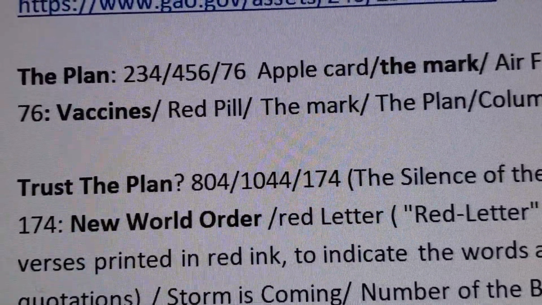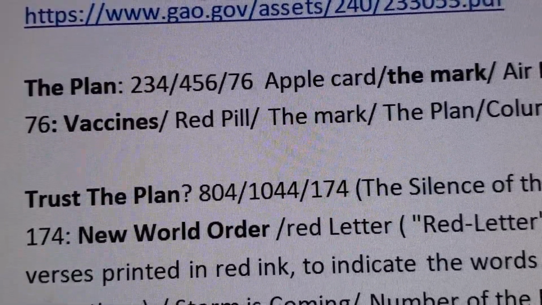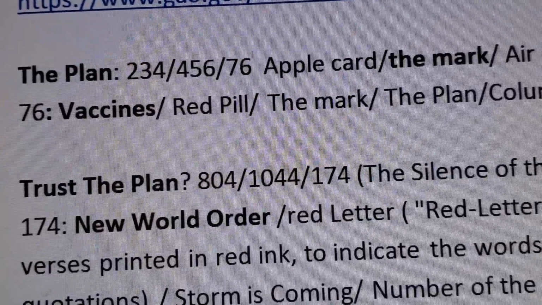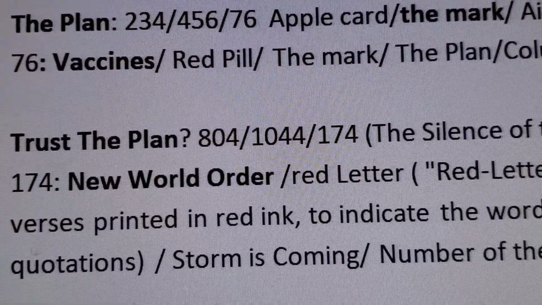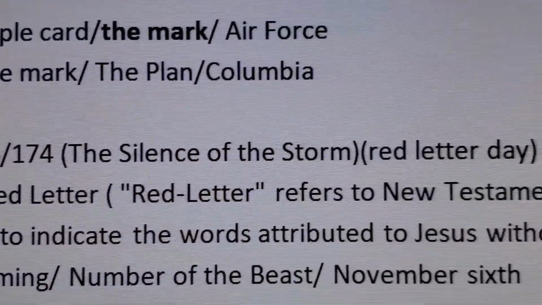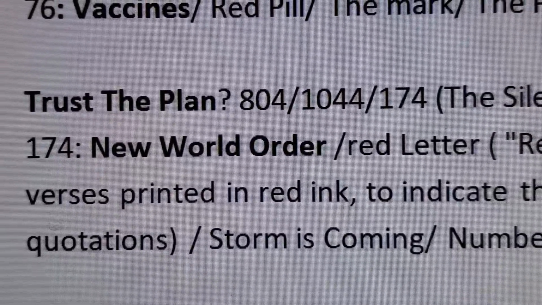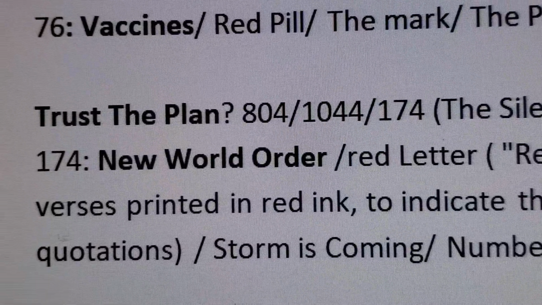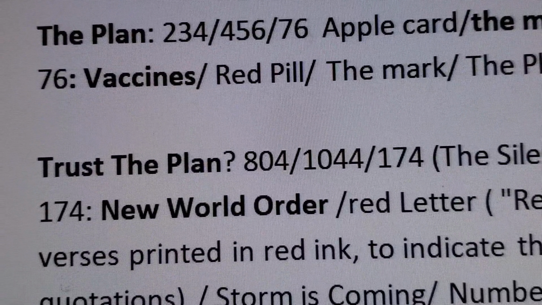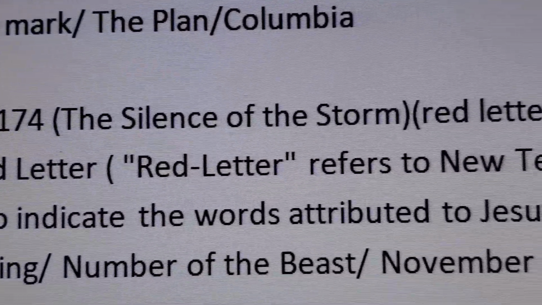So here also the plan, when you look at it: Apple card, the mark, Air Force, 76 is the simple gematria, and that's red pill, the mark, the plan, Columbia, as in maybe DC. So trust the plan. That was 804, 1044, and 174. It says the silence of the storm and red letter day. So 174 is also New World Order. Red letter, so I think I read this to you guys earlier, the red letter refers to the New Testament's verses and parts of verses printed in red ink to indicate the words attributed to Jesus without the use of quotations. So storm is coming, number of the beast, November 6th.